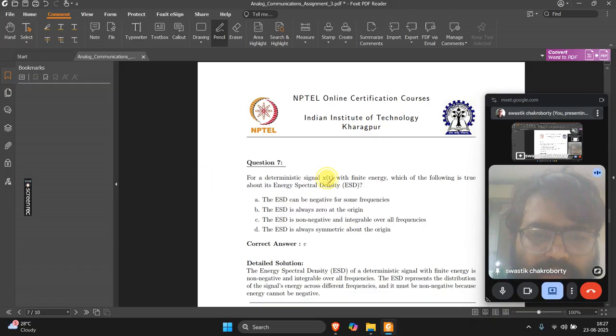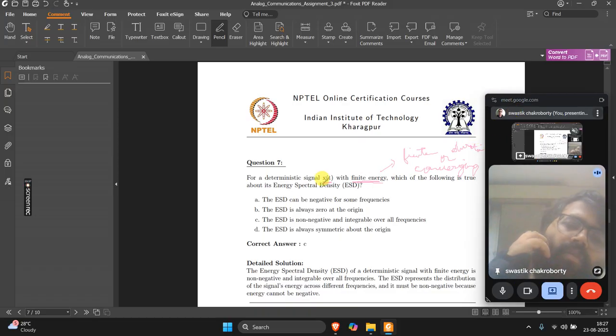So signal x(t) is a deterministic signal with finite energy. Finite energy means it is either of finite duration, or even if it is infinite, it is converging, like a decaying exponential. It is not diverging to infinity.